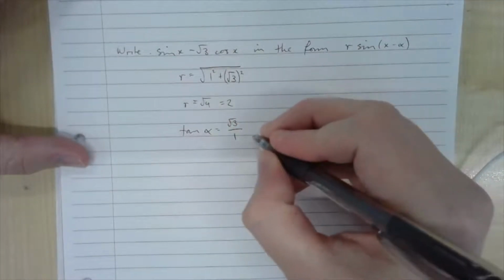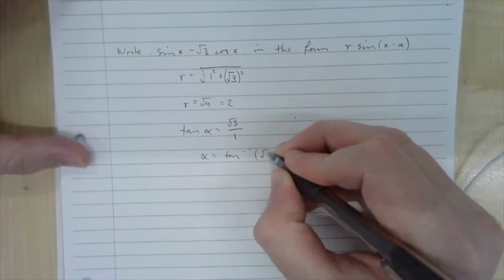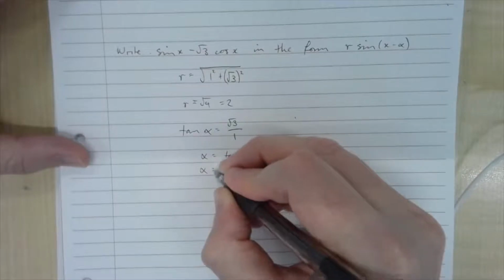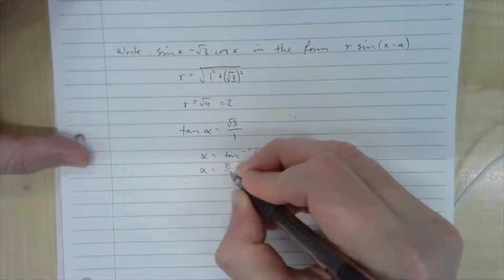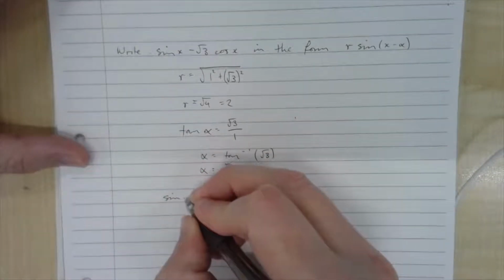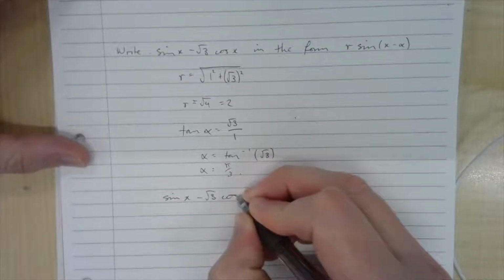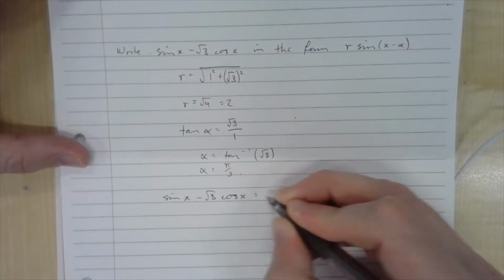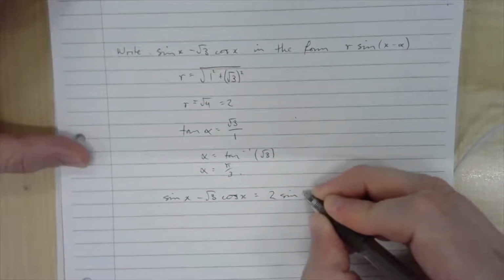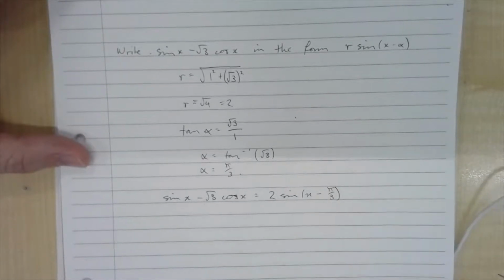Okay, so r is 2, and then tan alpha I get from b over a, so root 3 over 1. And if I want to solve for alpha, it is inverse tan of root 3. That's an exact value that we know, so that is pi on 3. So sine x minus root 3 cos x is equal to 2 sine (x minus pi on 3).